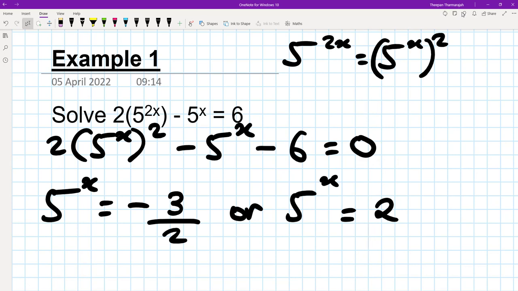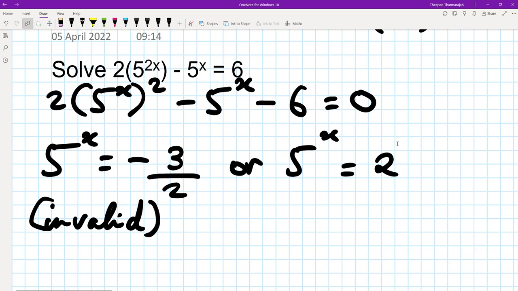The exponential function is only positive for y values. So all the y values need to be positive. So this is invalid. This can't happen. So what we're going to solve is 5 to the power of x equals 2.